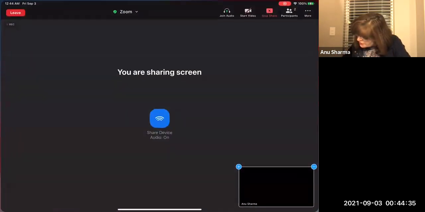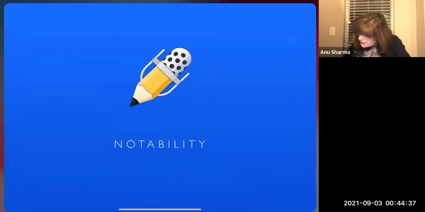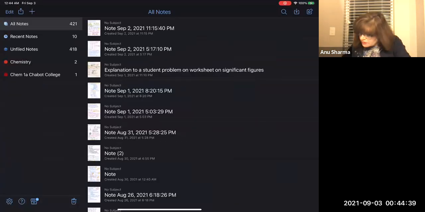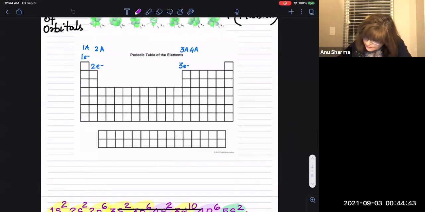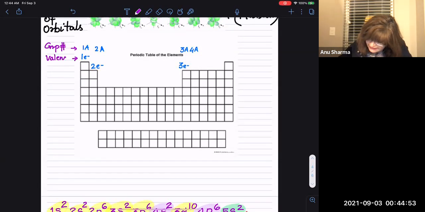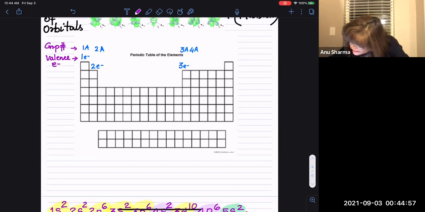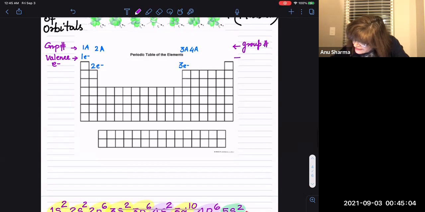Let me just do this again. Group number, valence electrons. Valence electrons are the electrons that are in the last shell. So again, I'm going to just put it here again. Group number and valence electrons.